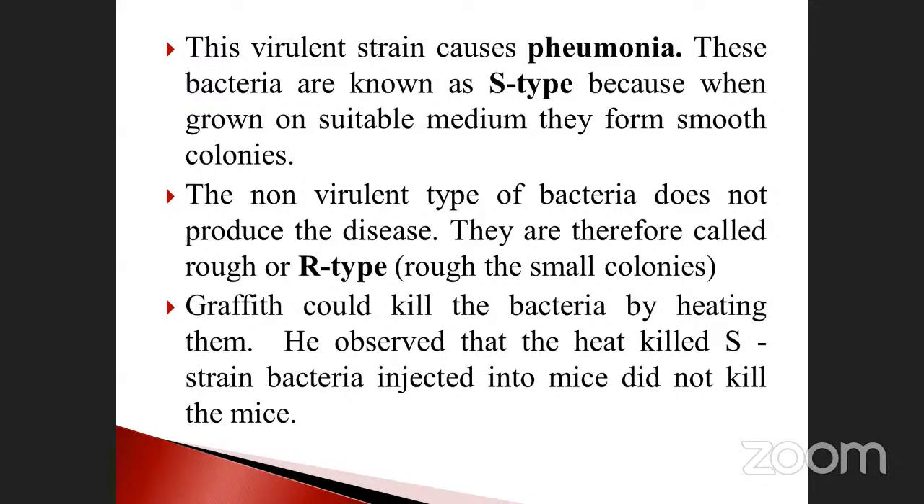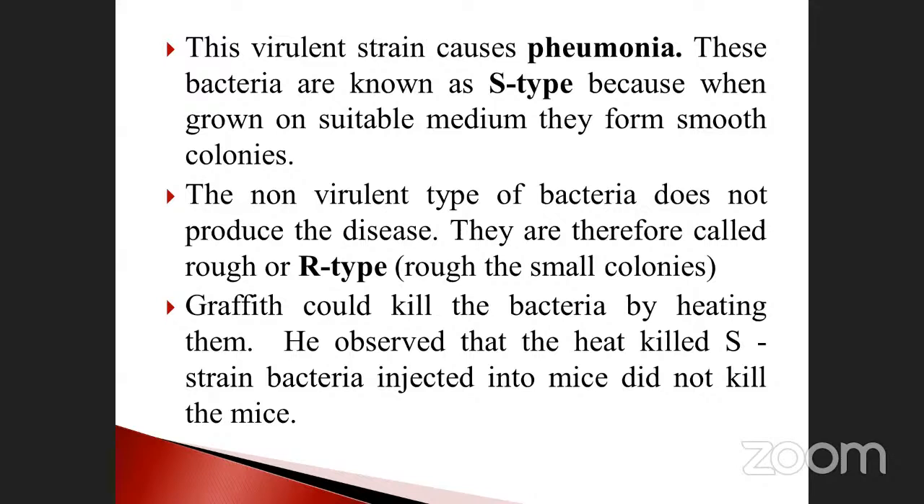This virulent strain causes pneumonia. These bacteria are known as S-type because when they grow on a suitable medium, they form smooth colonies. The outermost layer, you can see, is a smooth structure surrounding the cell wall. So it is called smooth colonies. The non-virulent type of bacteria does not produce the disease. They are therefore called rough or R-type, with small colonies. Already we know the structure, isn't it?